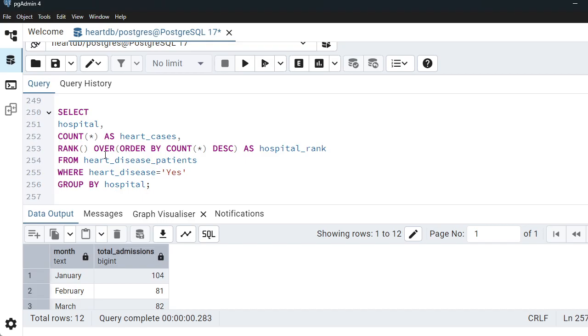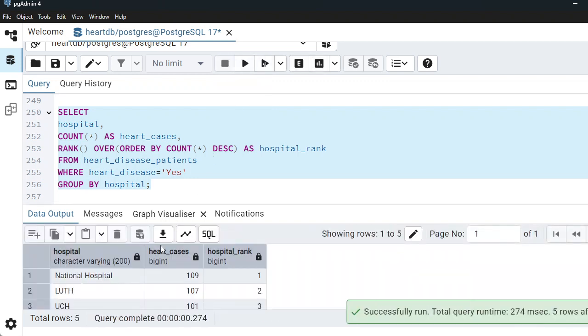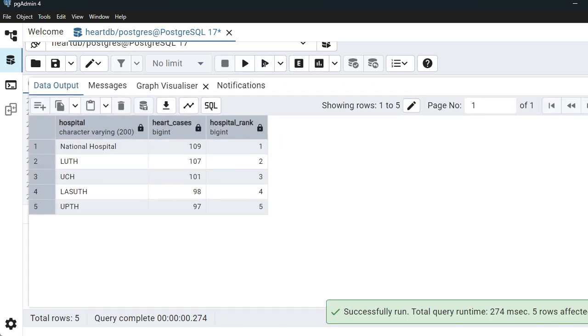Heart cases, and rank it by what? Order by the count, as hospital rank from the heart disease patients, where heart disease is equal to what? Yes, grouped by hospital. Then you have this. So it's going to give you the hospitals by their ranking.